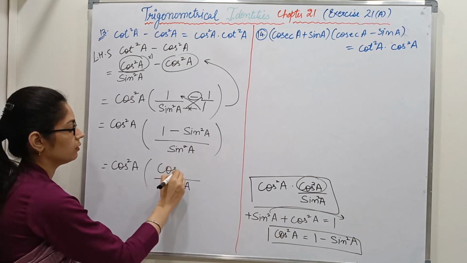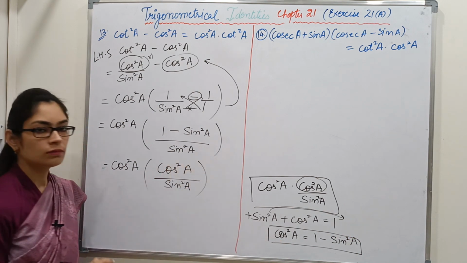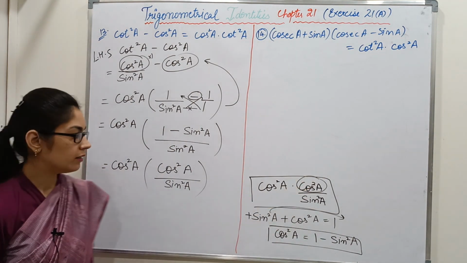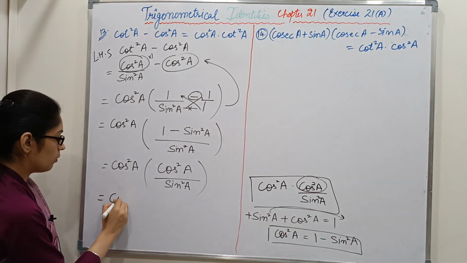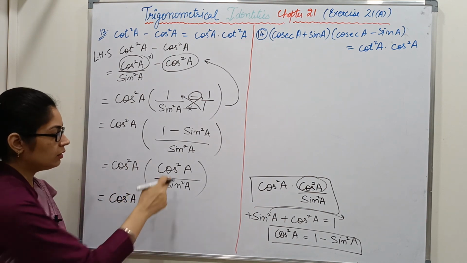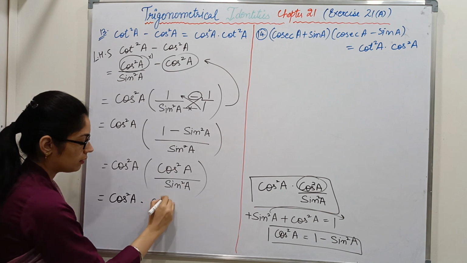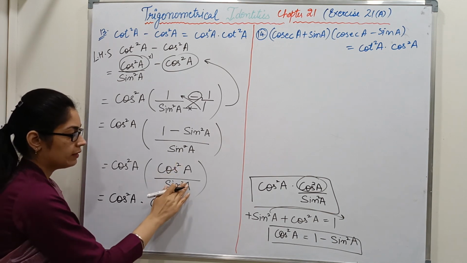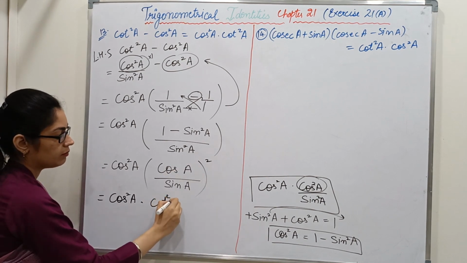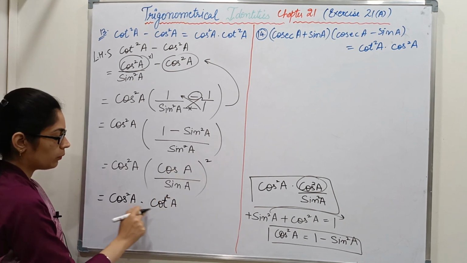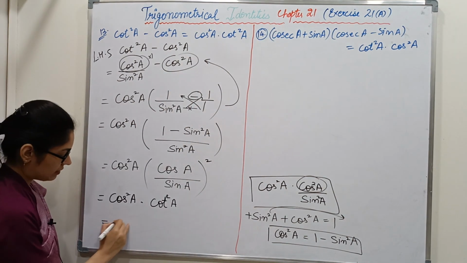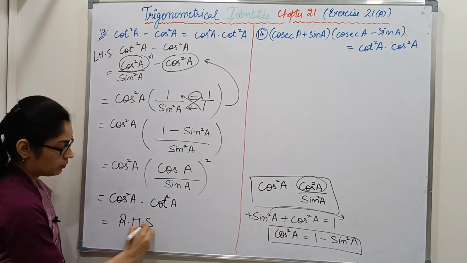So let's write it. Now we got this thing, exactly the thing which we need. Only thing is that cos square a into bracket means multiplication, cos by sin is cot, and both of these they are with square. That means actually whole square. Whole square means here we can write square. So cos square a into cot square a, cos square a into cos square a. So that is our right hand side also. So we can say hence proved.